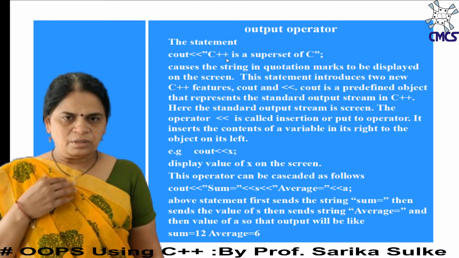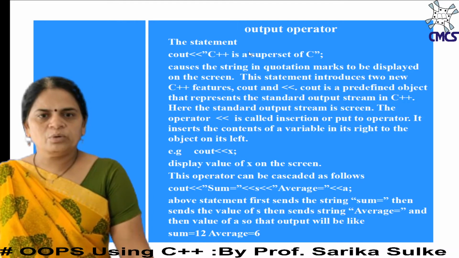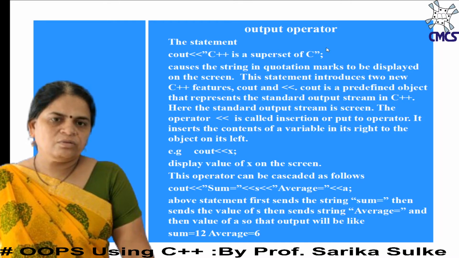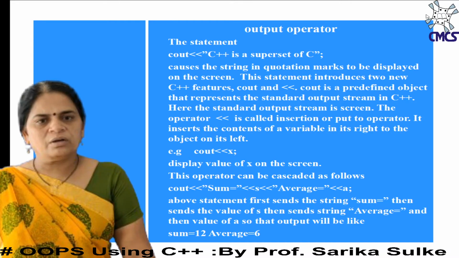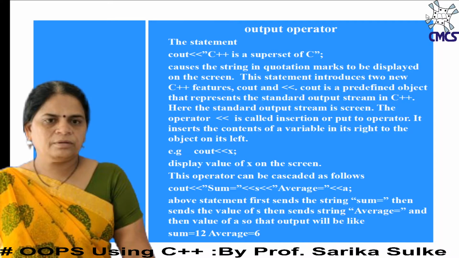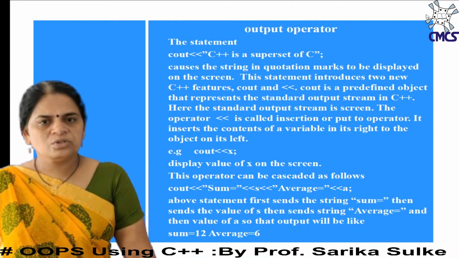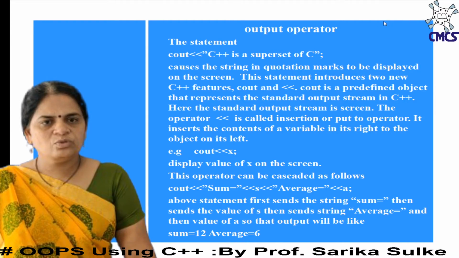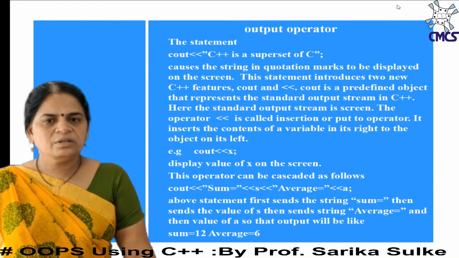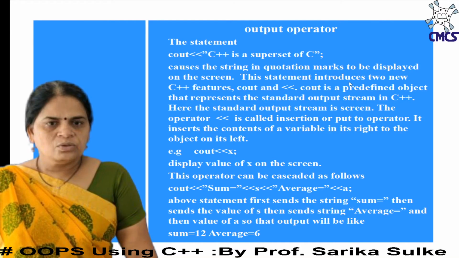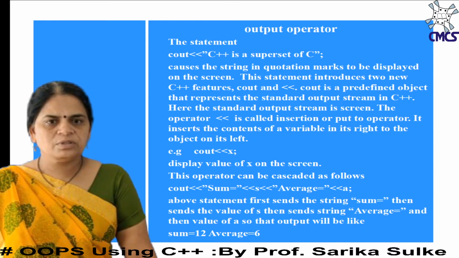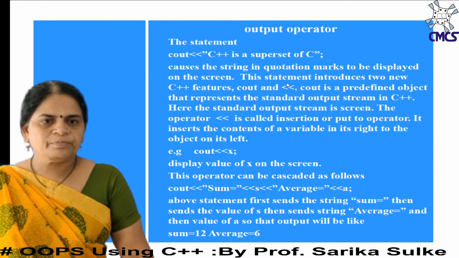जैसे कि सिंपल एग्जांपल दिया है यहाँ पे cout, then operator, डबल कोटेशन में C++ is superset of C, so this string which is included in double quotation mark will be displayed on the screen. So we can display string also, we can display values of variable also. So if you want to display the values of variable then simply write the name of variable. So here the statement introduces two new C++ features, cout and this operator.